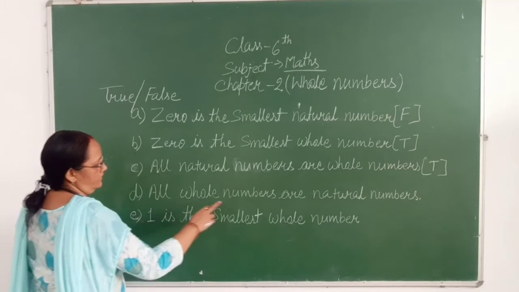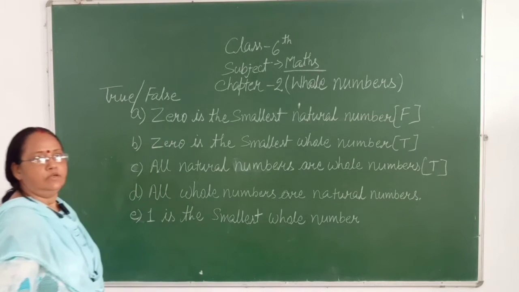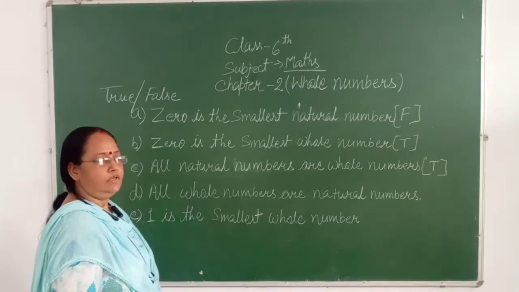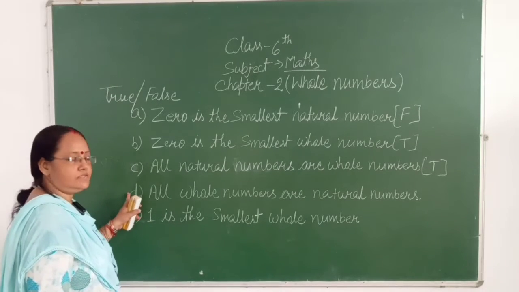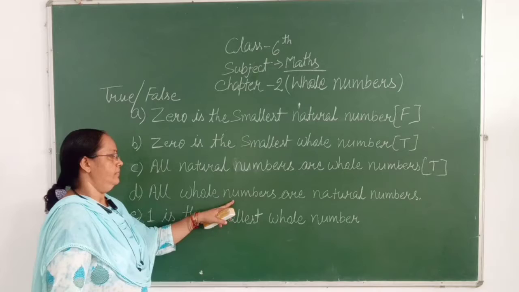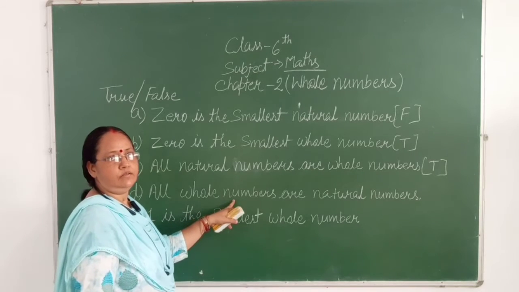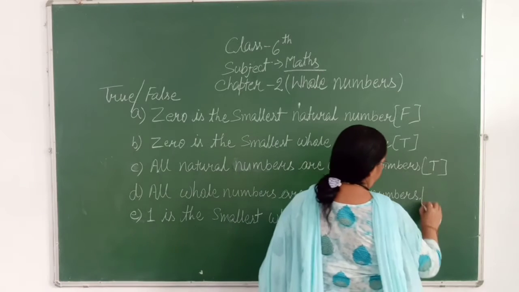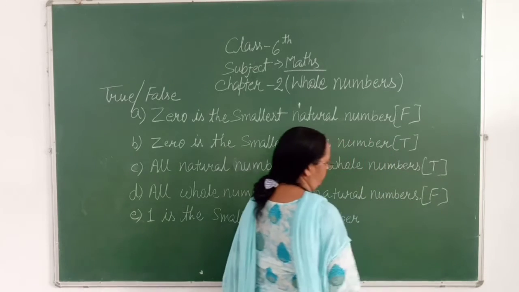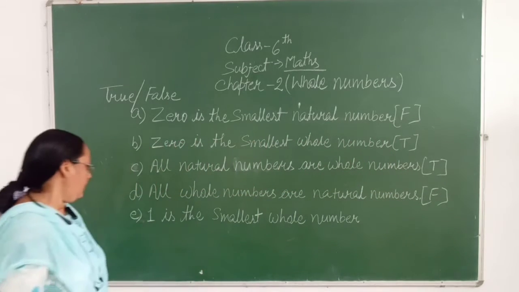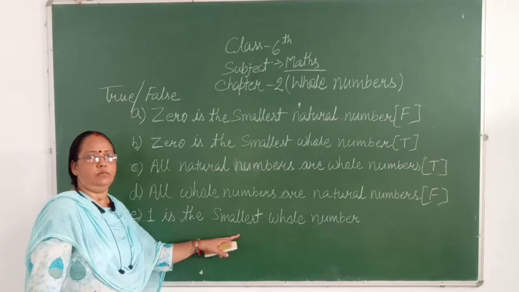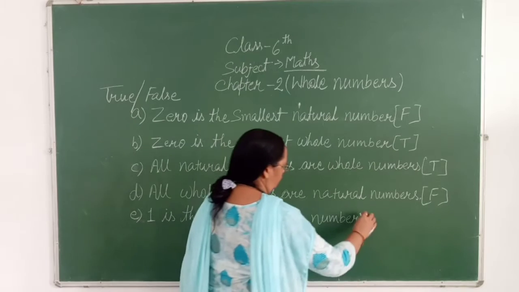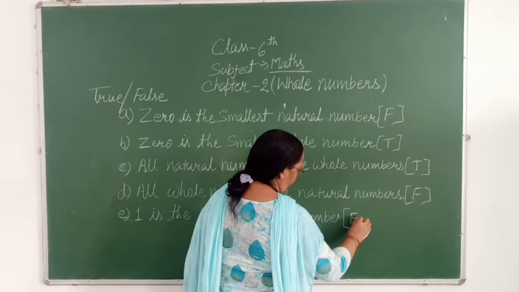All whole numbers are natural numbers. This is a false statement, because all whole numbers में zero भी होता है जो कि natural number नहीं होता है. So this is a false statement. And now, 1 is the smallest whole number. No. 0 is the smallest whole number, so this statement is also a false statement.